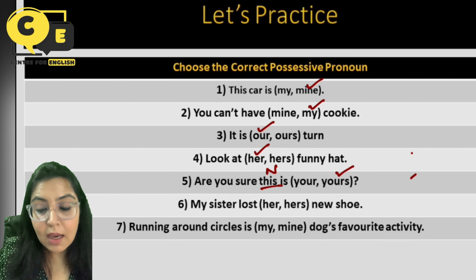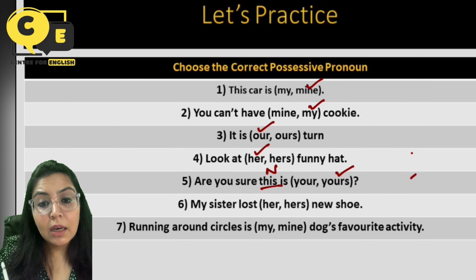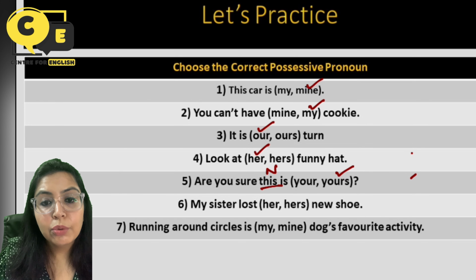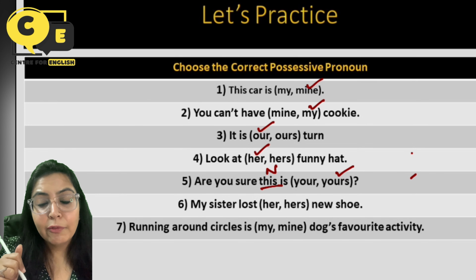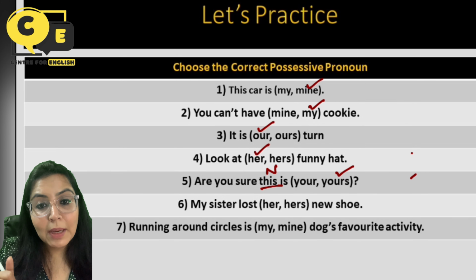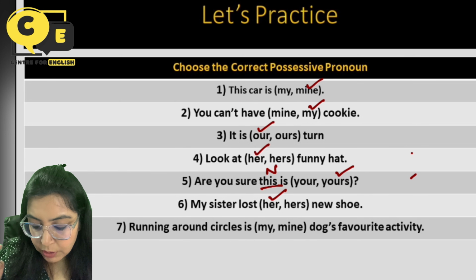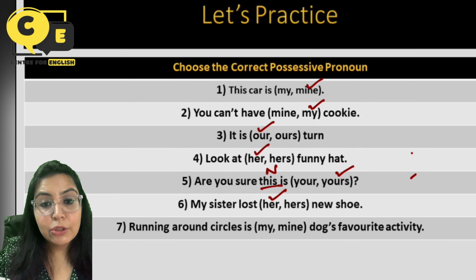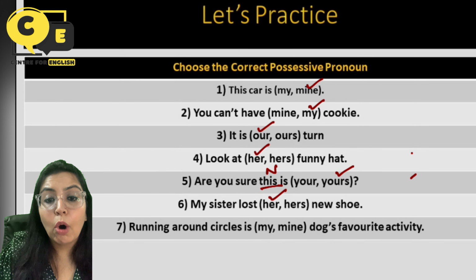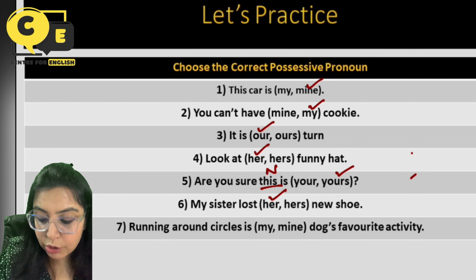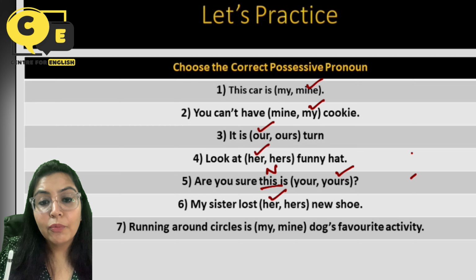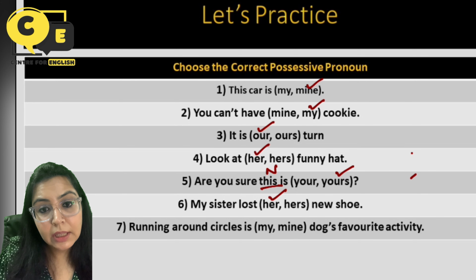My sister lost her or hers new shoe. So my sister lost her or hers new shoe. New shoe is the thing for which we have to show the possession. So my sister lost her new shoe. Running around circles is my or mine dog's favorite activity. So here we have to show the possession of the dog. Dog मेरा है, my. So dog is used, so we have to put in a pronoun before the noun. So we will use my.